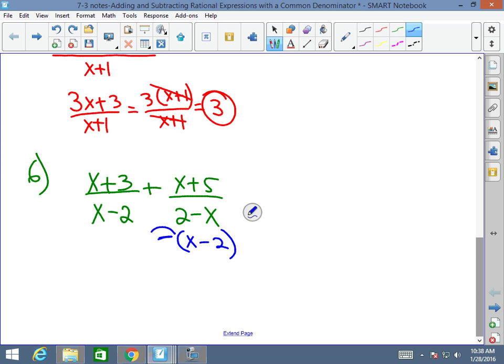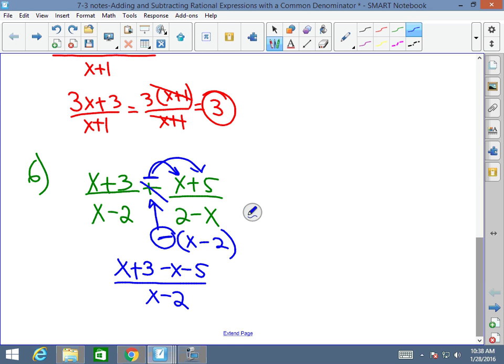This negative must be transferred up here. When I transfer this negative up here, what does this positive become? A negative. Where does this negative distribute to? The numerator. So this now rewrites as x plus 3 minus x minus 5 over x minus 2, which then equals x minus x is 0. 3 minus 5 is negative 2 over x minus 2.